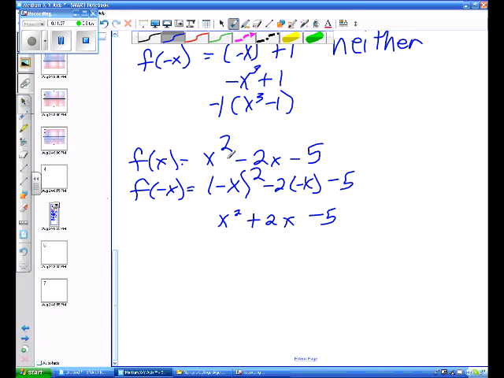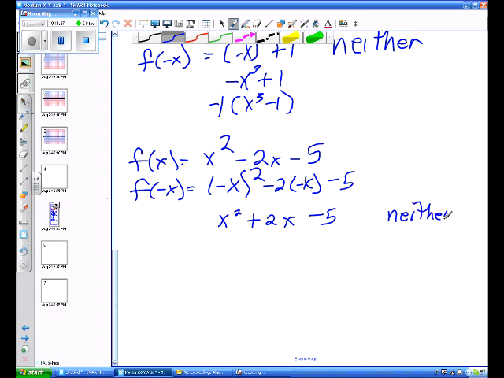Well, notice these are the same, but these are opposites. These are the same. So we don't have them. It's not the same, so it's not an even function. They're not all opposites of each other, so it's not an odd function. So this one would be neither.